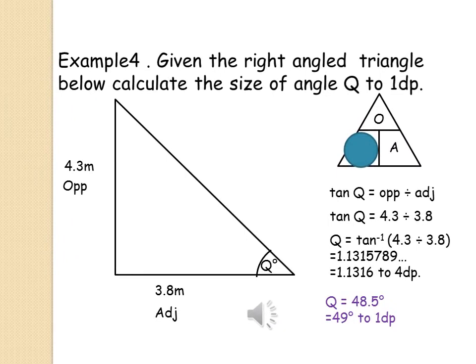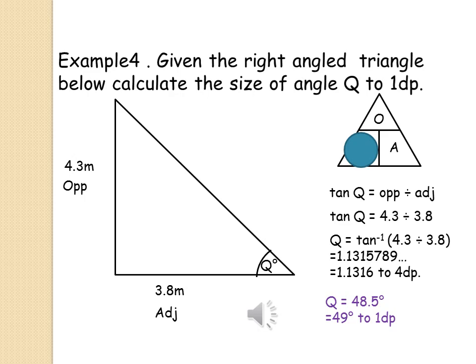Let us look at another example. Example 4. Given the right-angled triangle below, calculate the size of angle Q correct to 1 decimal point. Now, the triangle we have been given is a right-angled triangle where we have the angle Q, and we've been given the opposite as 4.3 meters, and the adjacent to this angle is 3.8 meters.